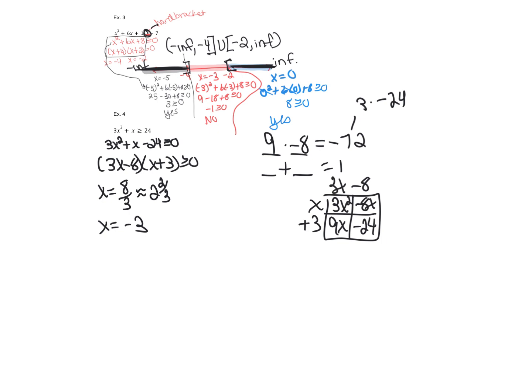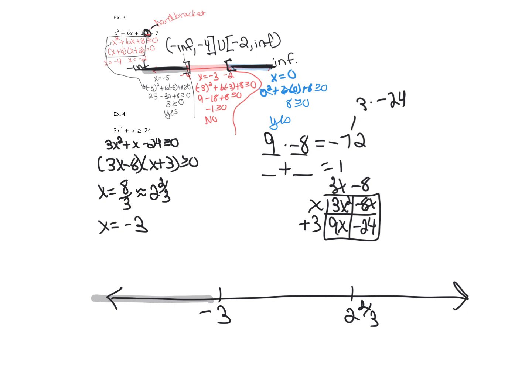Okay, so now I'm going to do my big number line down here. So I've got 2 and 2/3, and I've got -3. So here's going to be my -3. Here's going to be my 2 and 2/3. Okay, so again, we've got, oops, I didn't want that color. I want to be consistent here. I've got my gray, I've got my red, and I've got my blue.